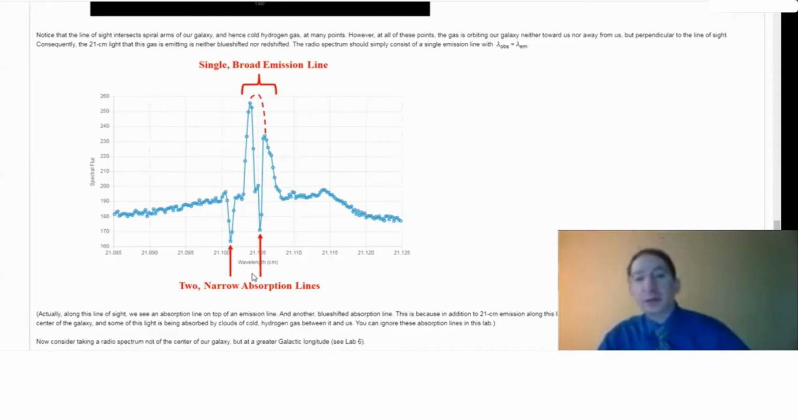In fact, we see a second absorption line, which corresponds to a cloud of cold hydrogen gas between Sagittarius A star at the center and us. And this cloud must be moving towards us because it's producing a blue shifted absorption line.